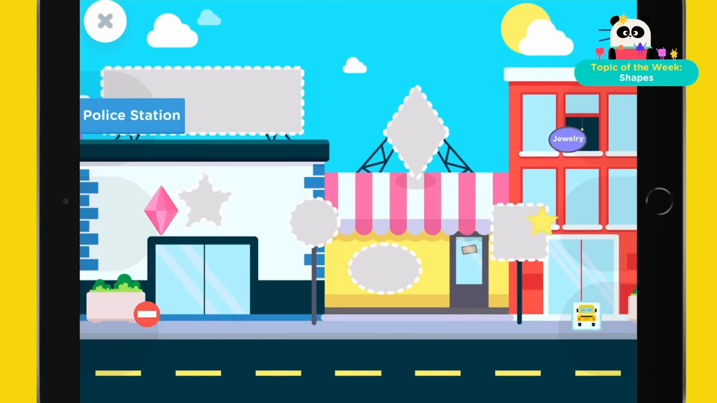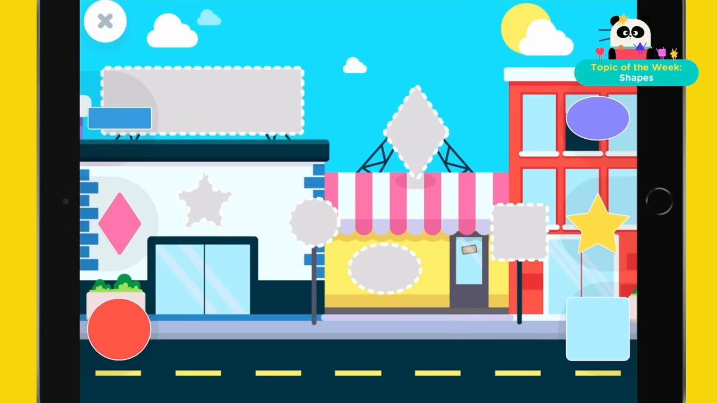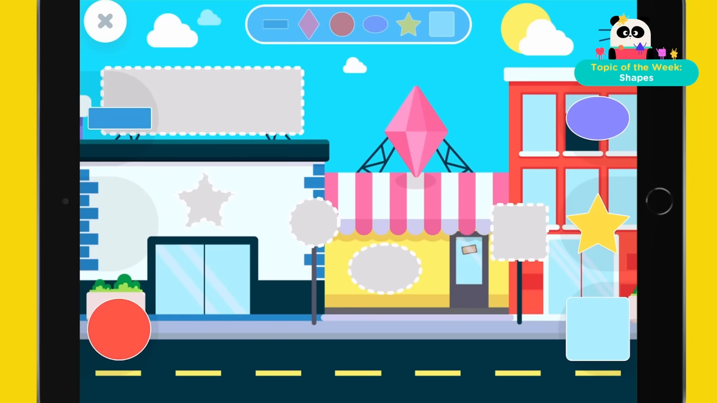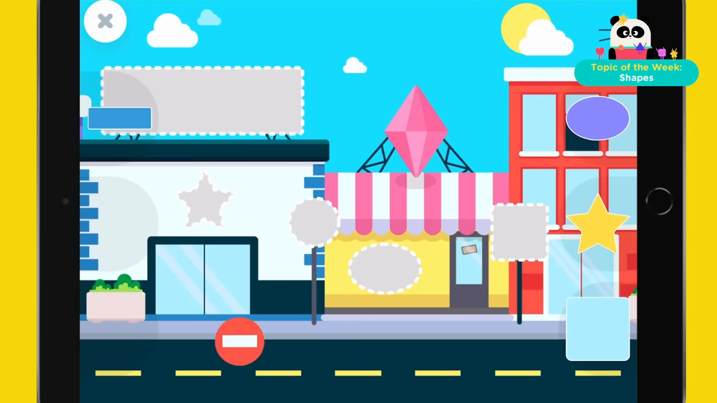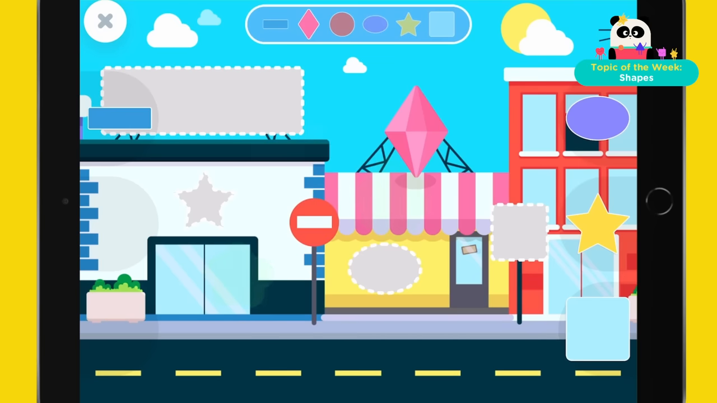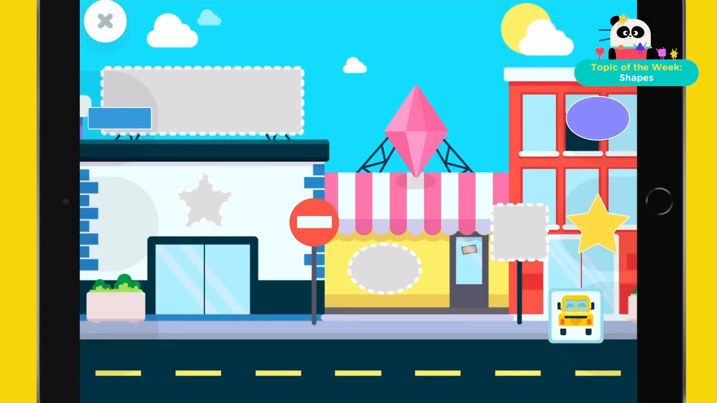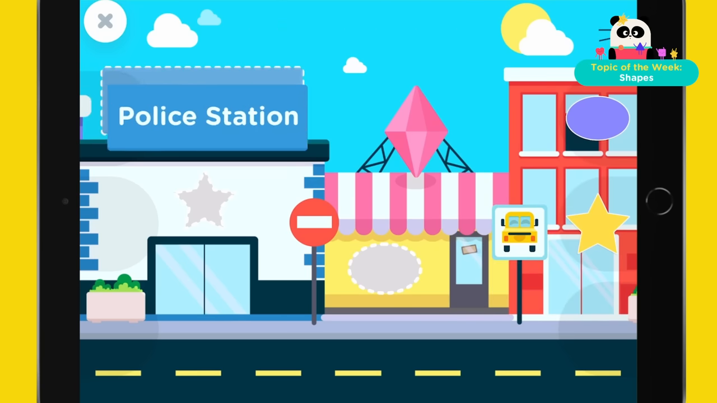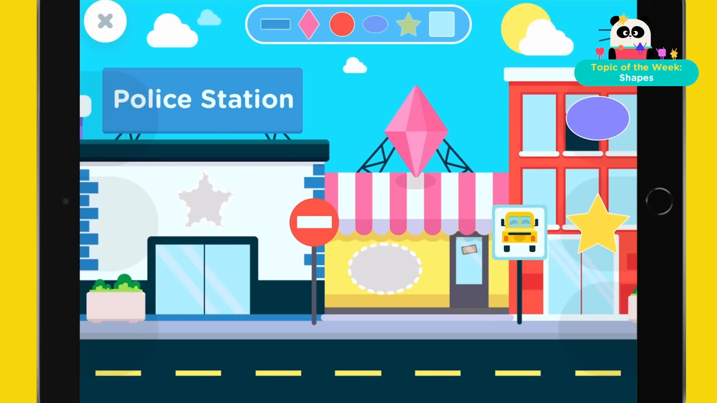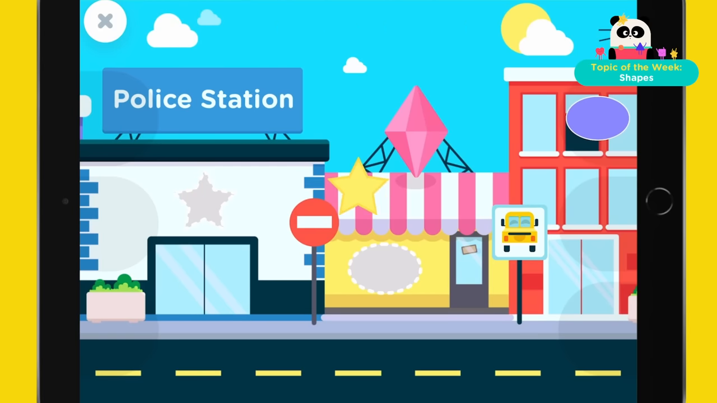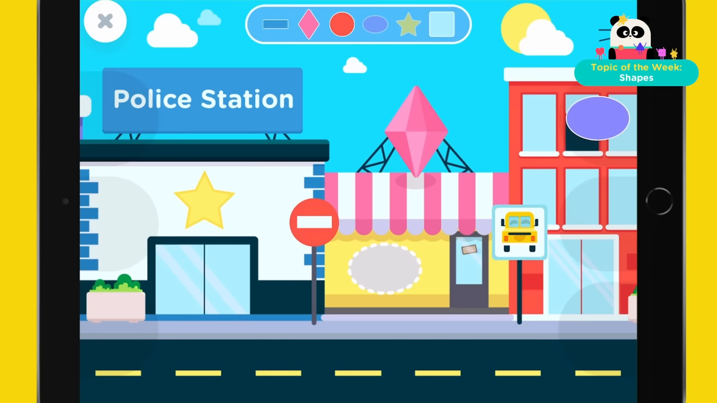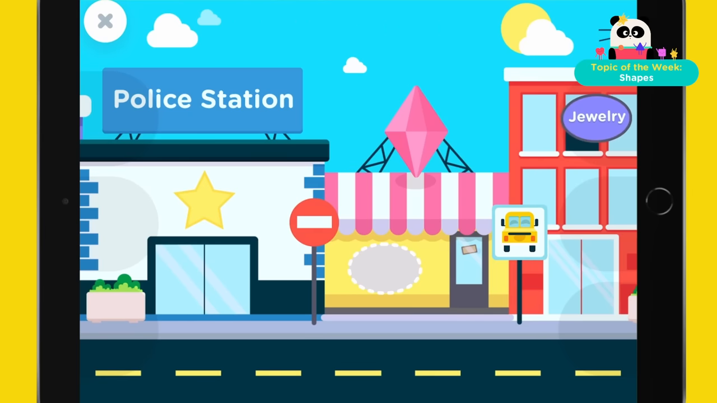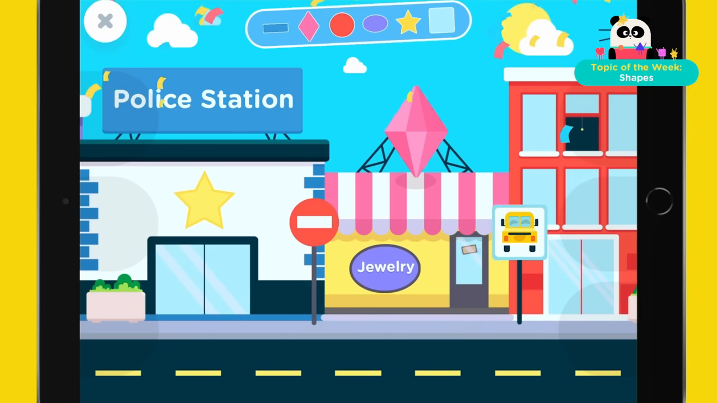We're out on the town. It looks like some street signs are missing. Can you help us put them where they belong? The diamond sign. The circle sign. The square sign. The rectangle sign. The star sign. The oval sign. Great job!